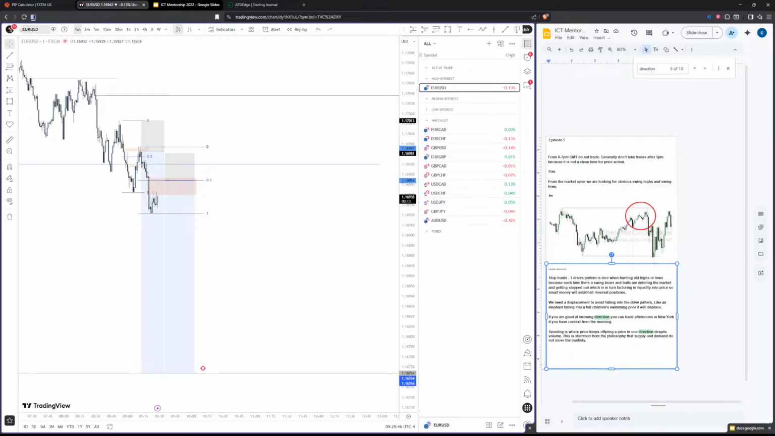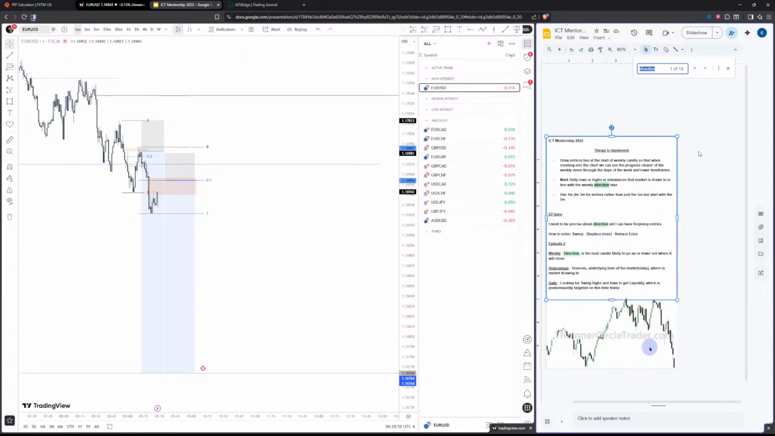So spooling is where price keeps offering a price in one direction despite volume. This stems from the philosophy that supply and demand do not move the markets. Okay, that's just information, not really anything practical.